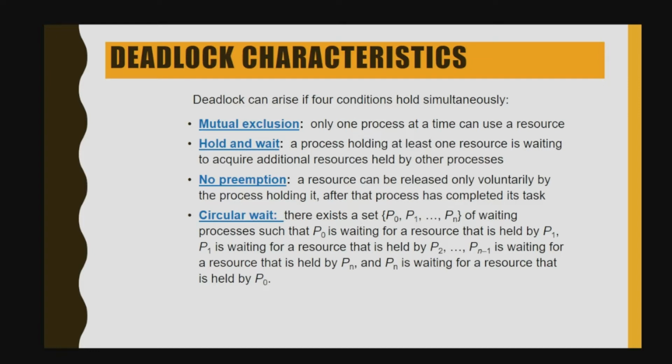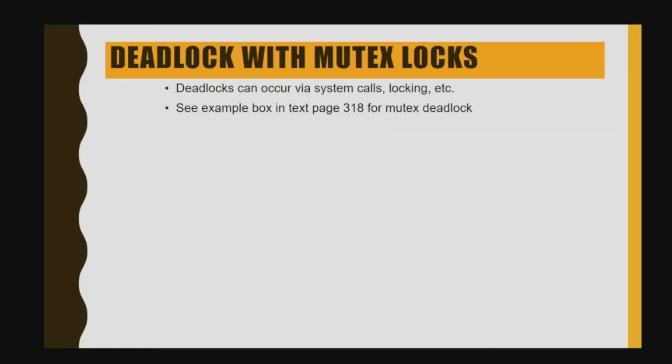So this explanation is about the cycle. Cycle waiting here can give rise to deadlock. So deadlock can happen when we have a circular wait in our processes. Deadlock can occur via system calls, locking, or otherwise. You can see the example of the mutex deadlock in the reference book, page 318.